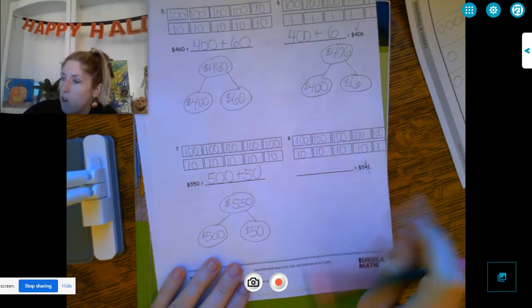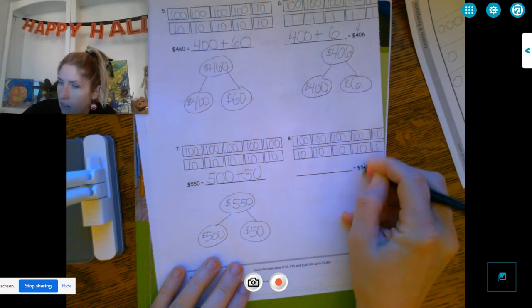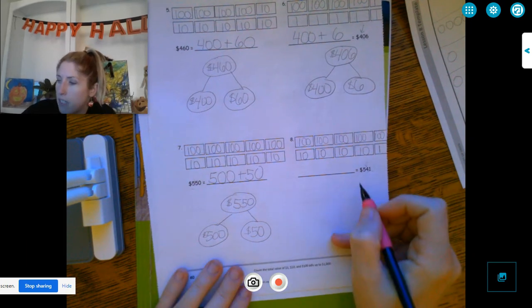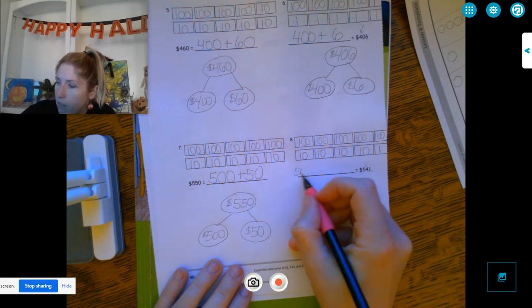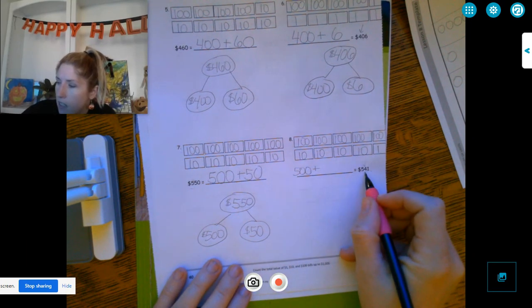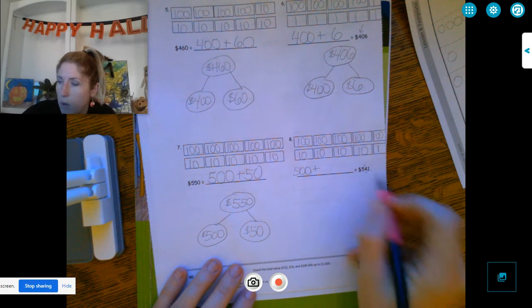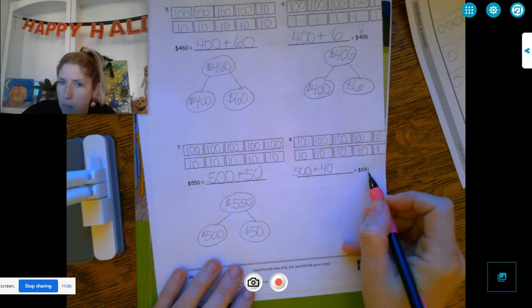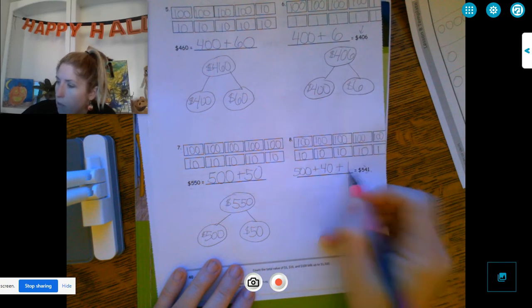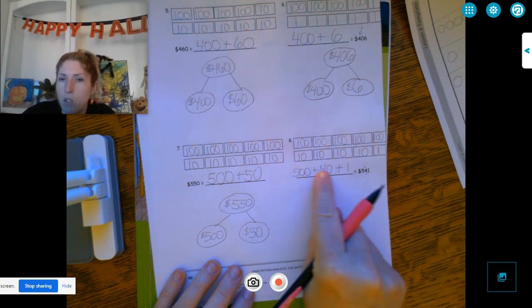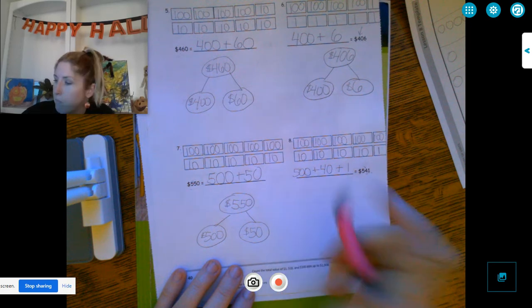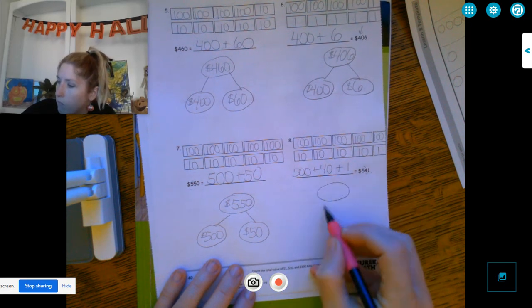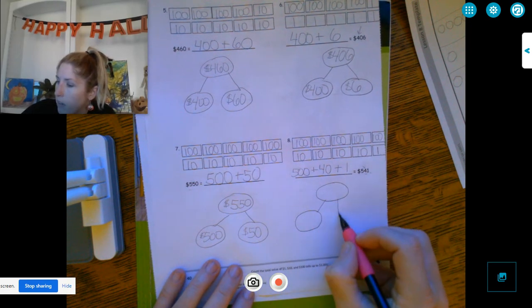Now in expanded form. So let's expand 541. And what do we get? We get 500 plus 4 tens, which is what number? 40 plus 1, 1. All right, how many parts do I need this time for my number bond? I need 3 for this one.